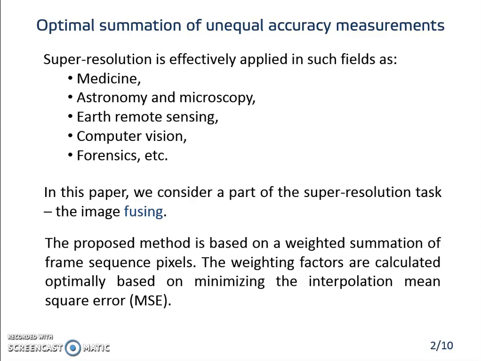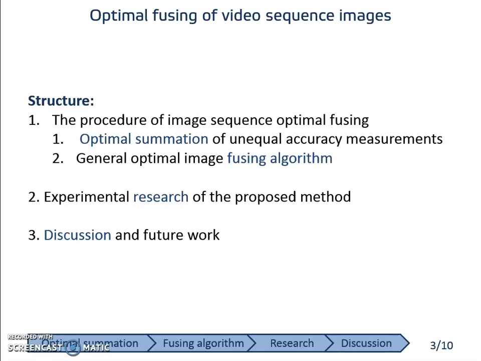The proposed method is based on a weighted summation of frame sequence pixels. The weights are calculated in an optimal way. I'll begin with a quick overview of the basis of the proposed research, the optimal summation of unequal accuracy measurements. Then I'll present the proposed optimal image fusion algorithm. After, the experimental results will be shown, and I will finish with discussion and future work.